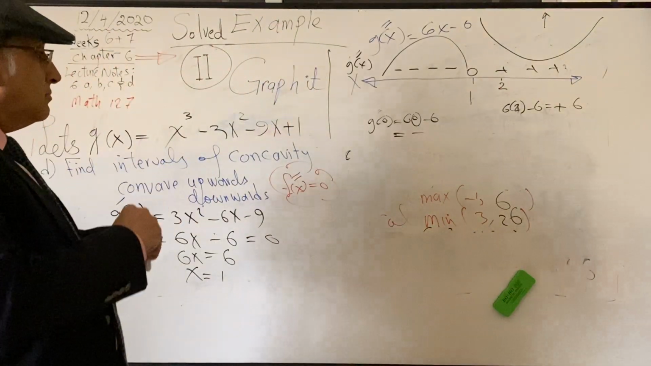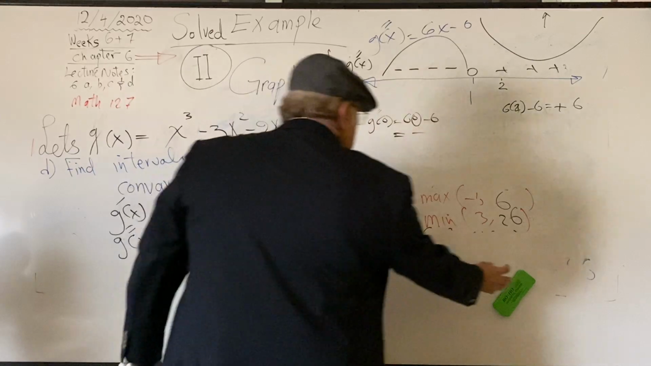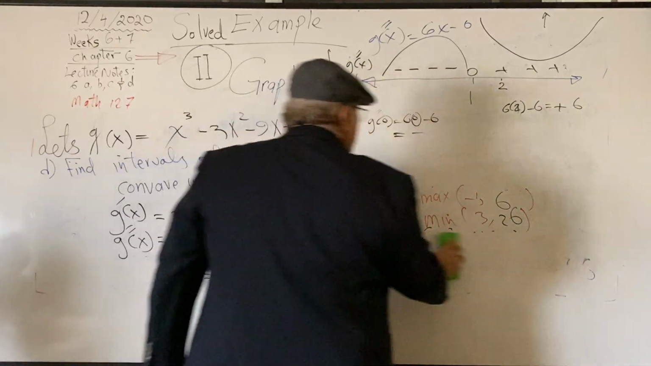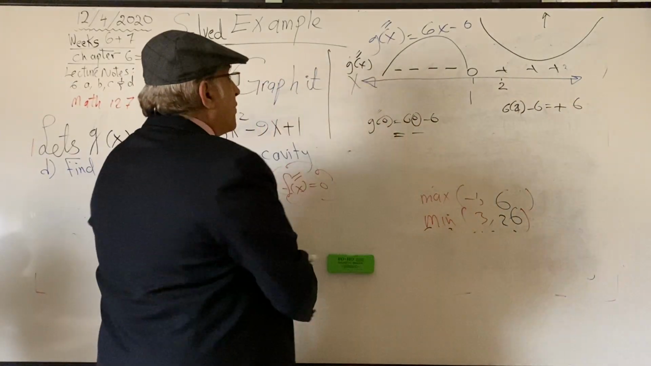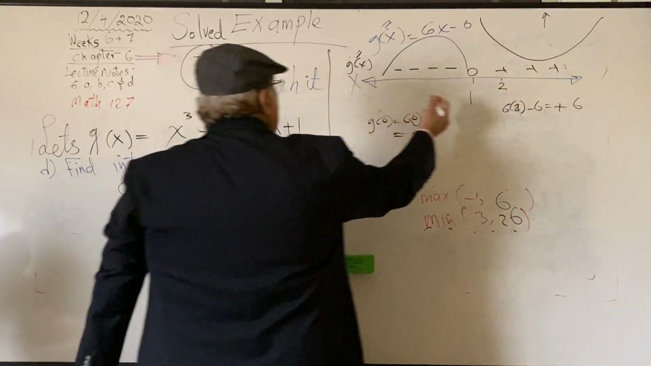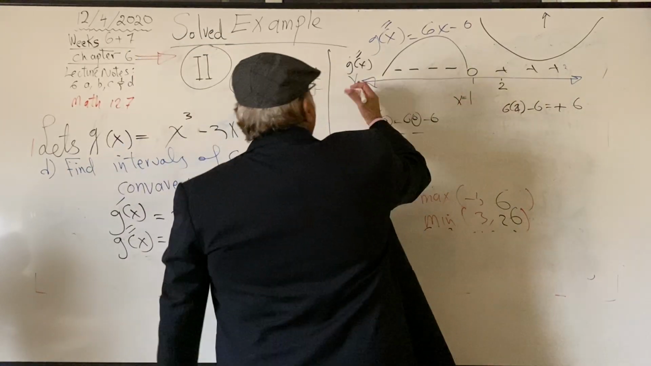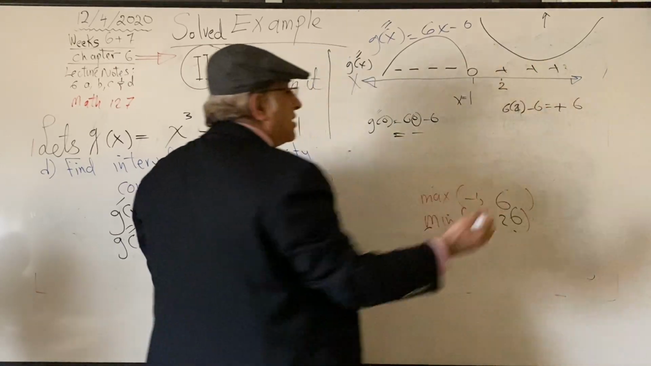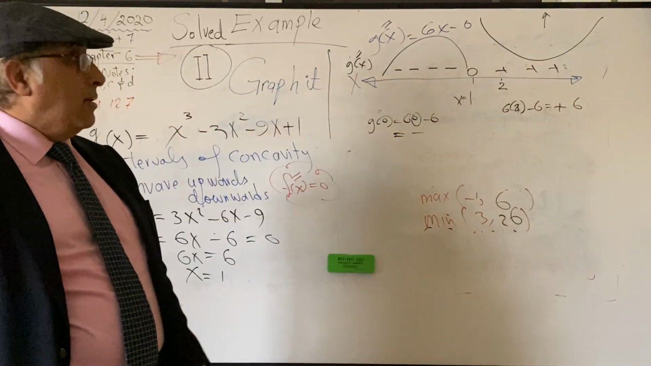Oh, guess what? I've got some answer here. What's my answer? There is a change in concavity at x equals 1. To the left of it is negative. To the right of it is positive. There is an inflection point.